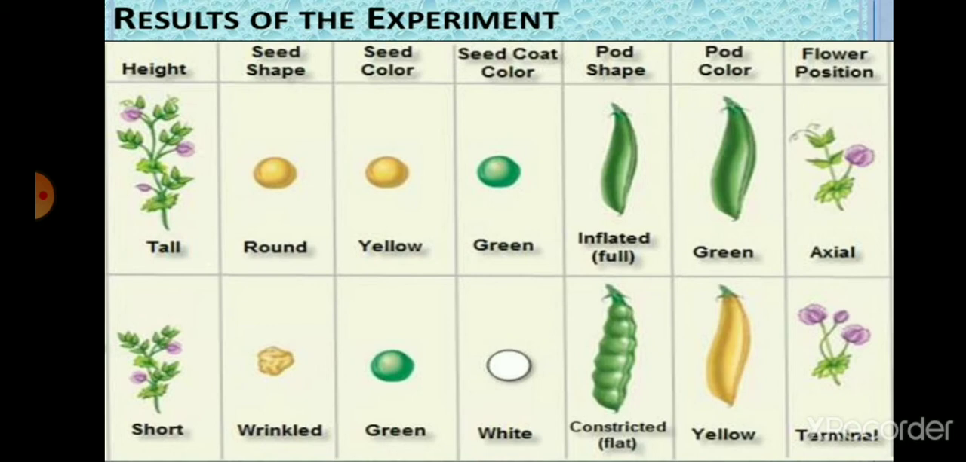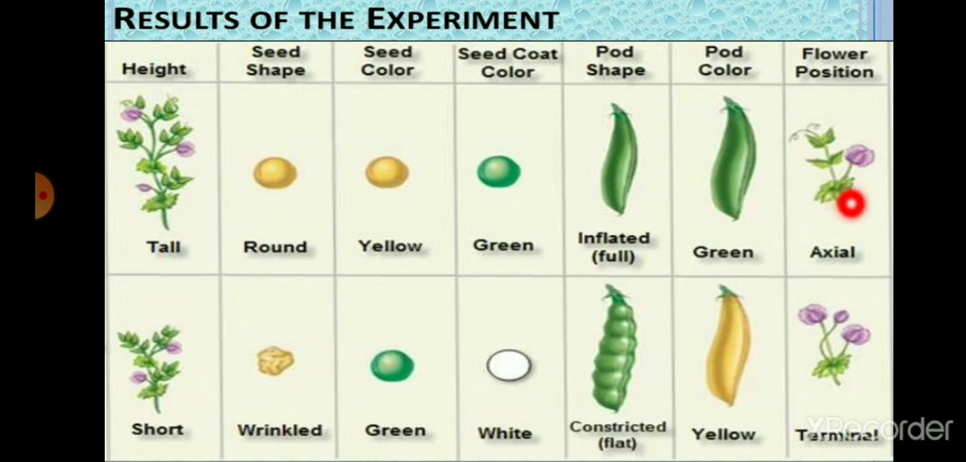Second is seed shape. One is round shape, and second is wrinkled shape. Third is seed color. One is yellow color, second one is green color. Seed coat color, one is green color and one is white color. Then pod shape, one is inflated and second one is constricted. Next one, that is pod color. So pod color, one is green and one is yellow.